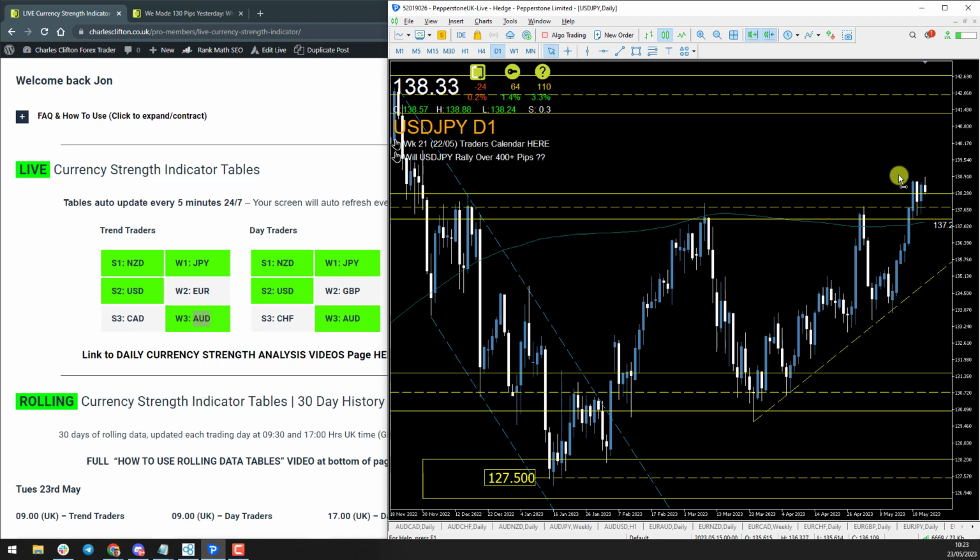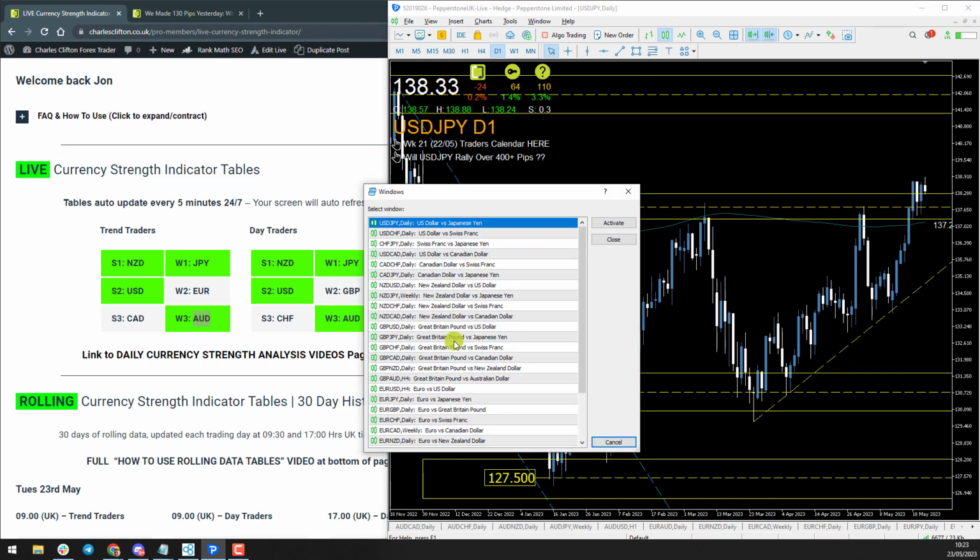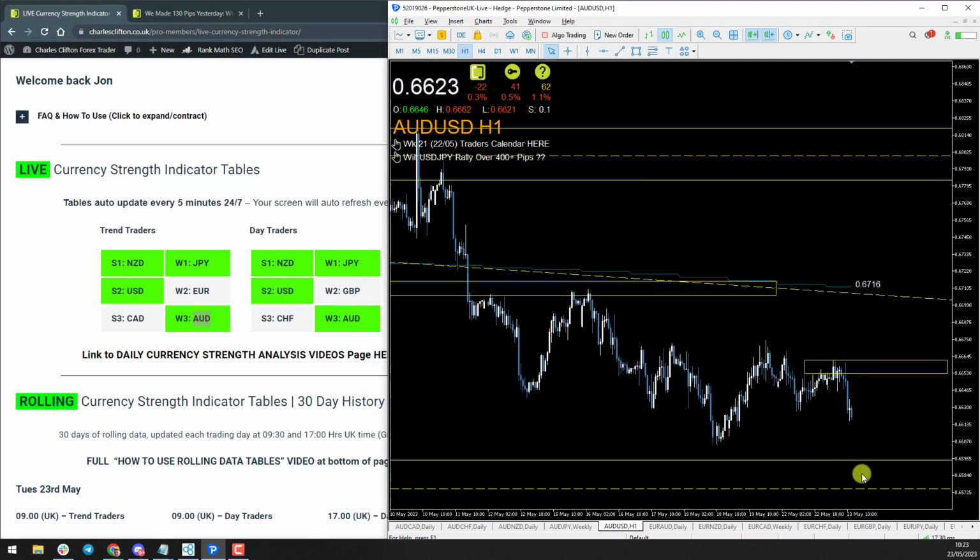So hopefully that made sense. Keep your eyes on Aussie US dollar as well as your dollar yen and your Kiwi yen. I like where Aussie US dollar is at the moment, in terms of it starting to show signs of further bearish price action. So I'm interested in another potential sell here. So we'll see how that one develops.